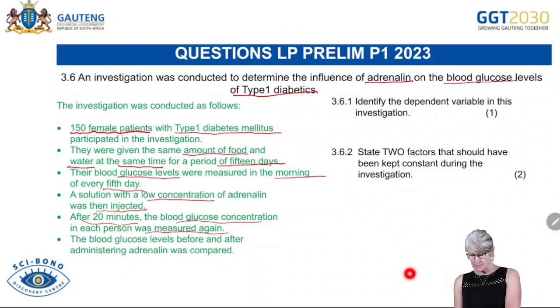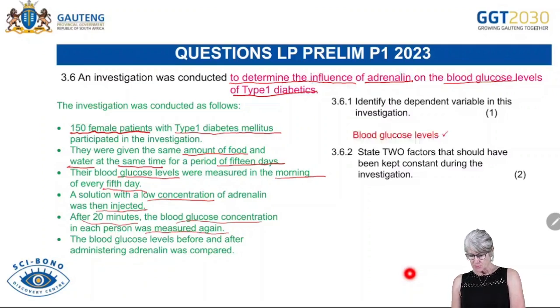Okay, then they ask us, identify the dependent variable in this investigation. So I'm going to have a look at the aim. We can always identify the aim where it says to determine the influence of adrenaline on blood glucose levels. So that's the aim, and we're going to look for our variables. They say it's the influence of adrenaline, so what is going to react? It's the blood glucose levels that are going to react. So our dependent variable should be the blood glucose levels.